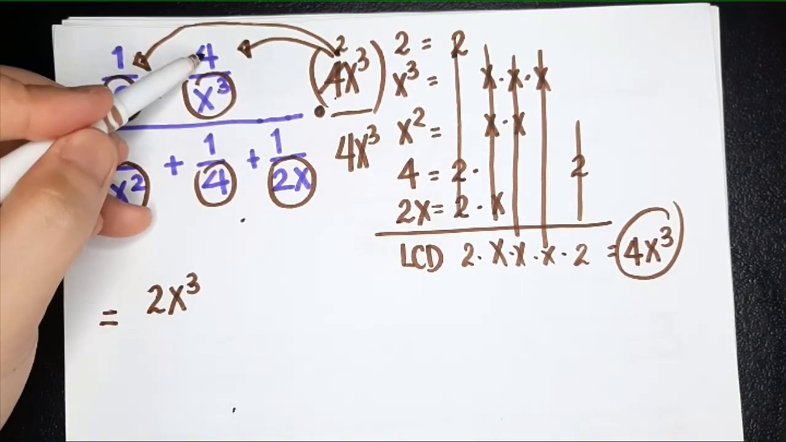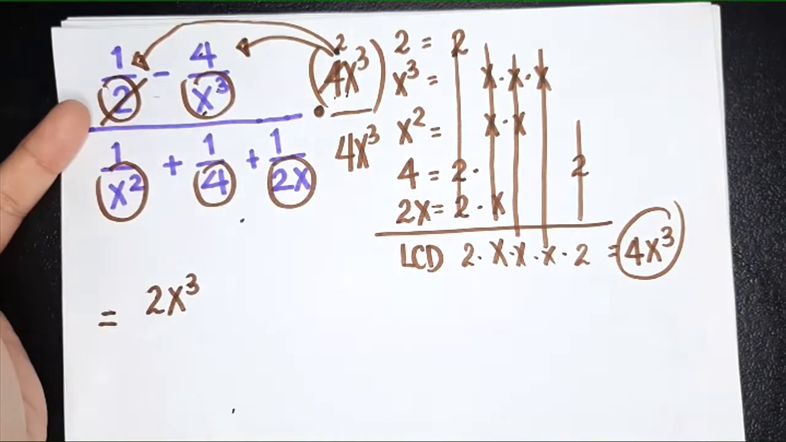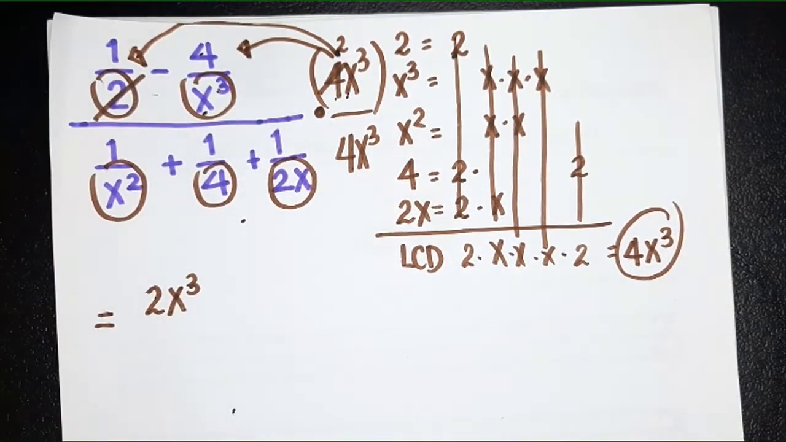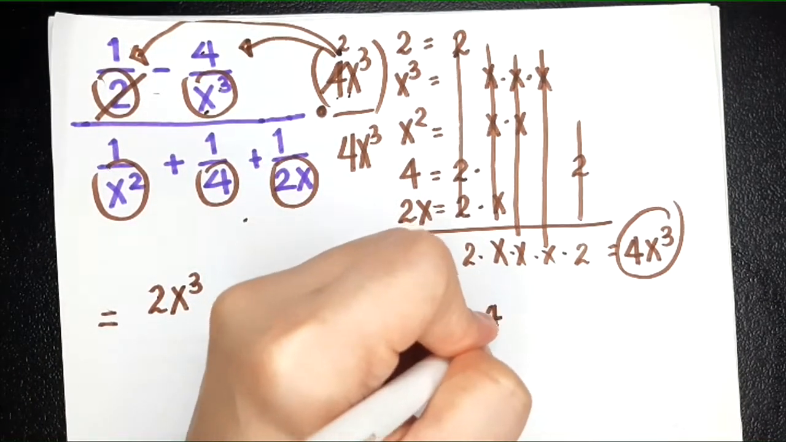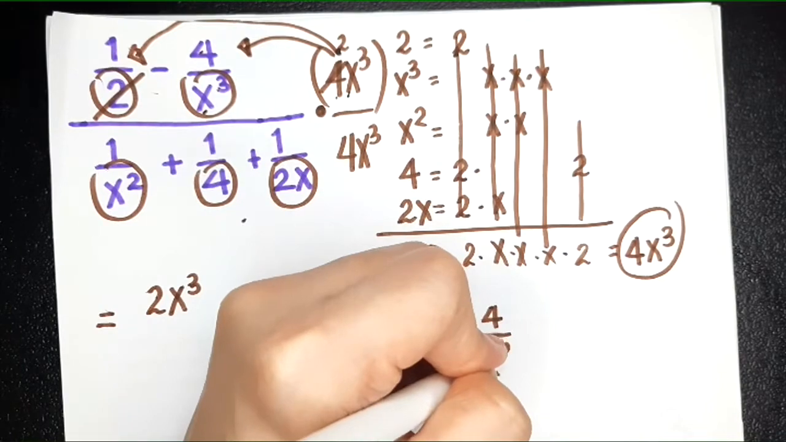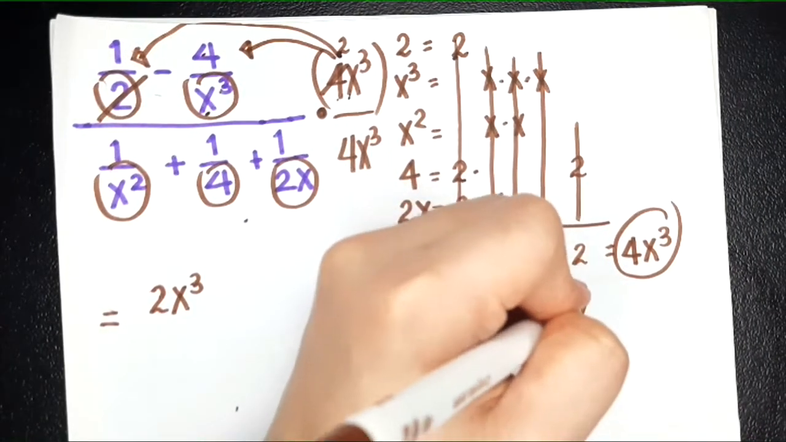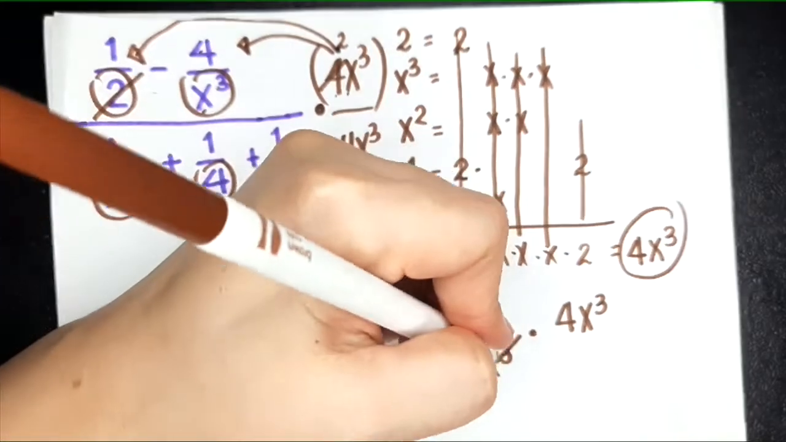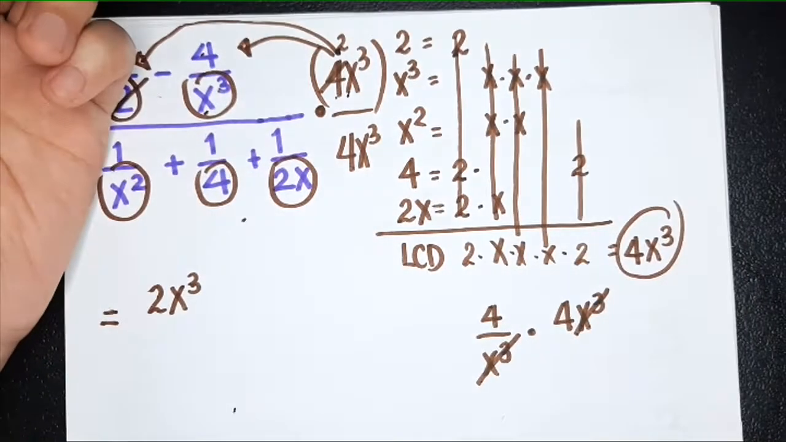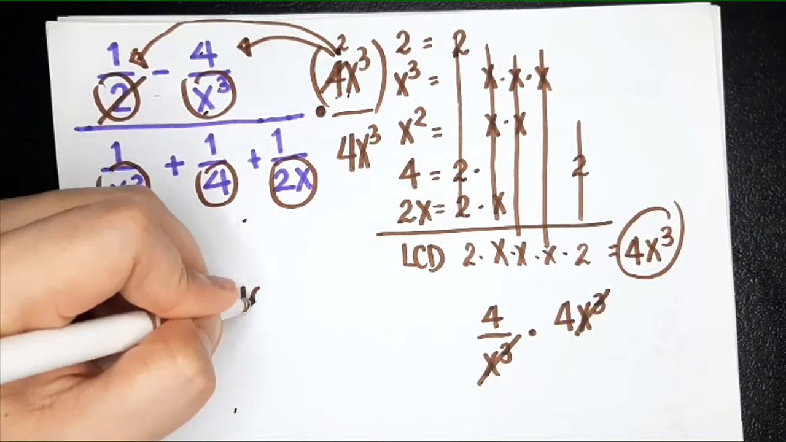Okay? What is 4 over x cubed times 4x cubed? Kapag hindi kaya, you may want to write here sa scratch work ninyo 4 over x cubed times 4x cubed. Like that. Para makita nyo na, magka-cancel yung x cubed. Alright? So, ang matitira sa inyo, 16.